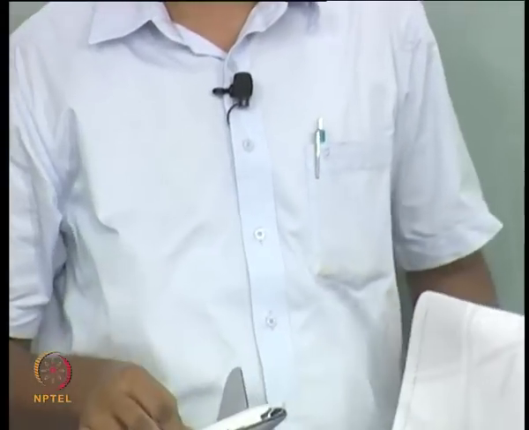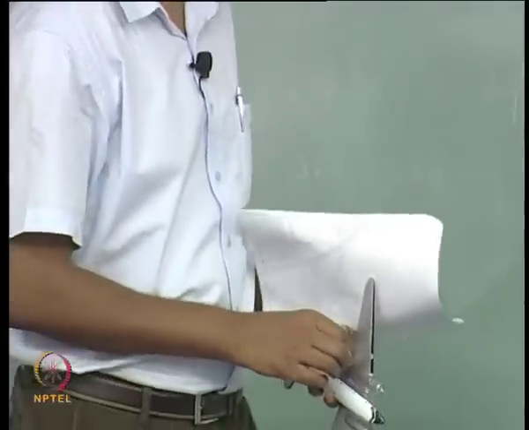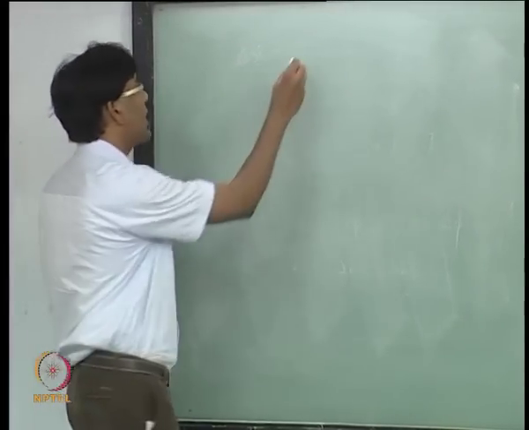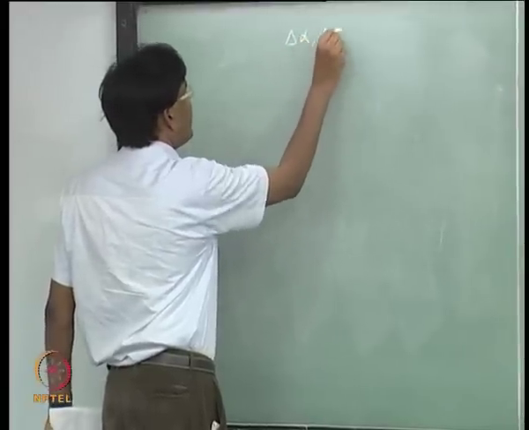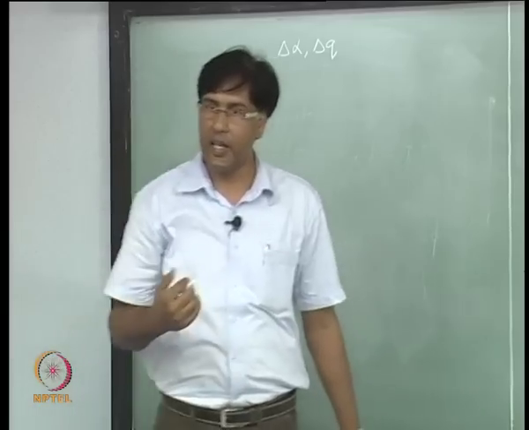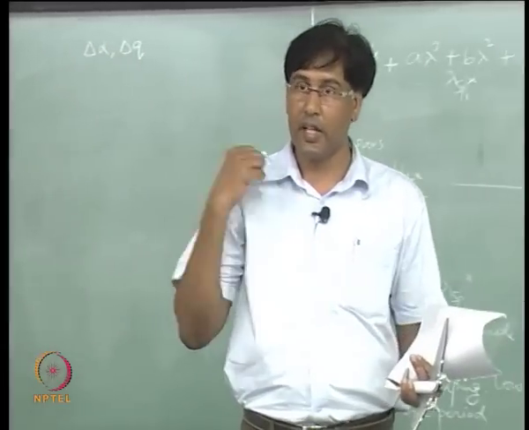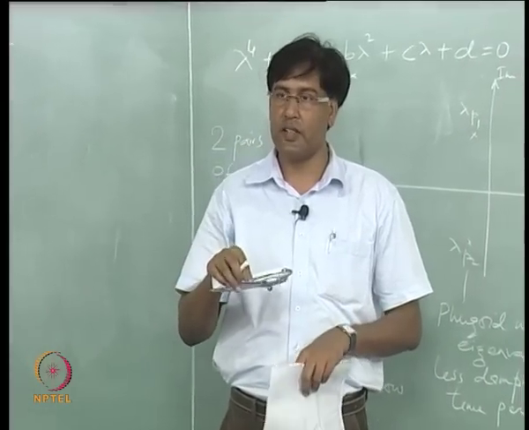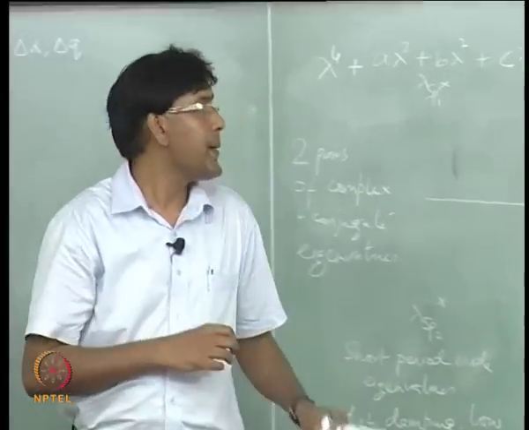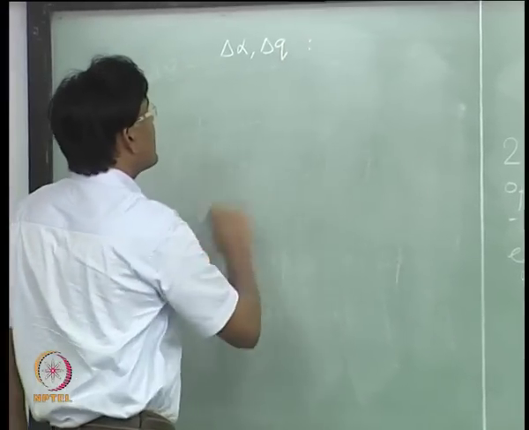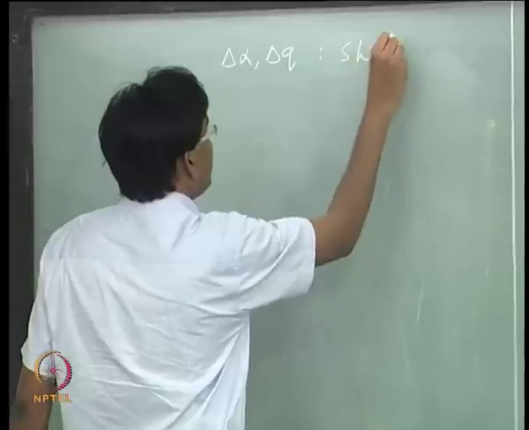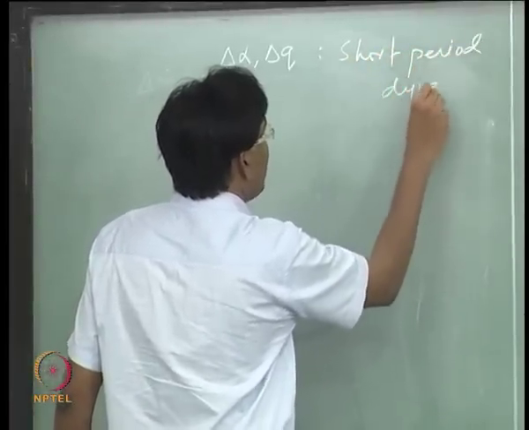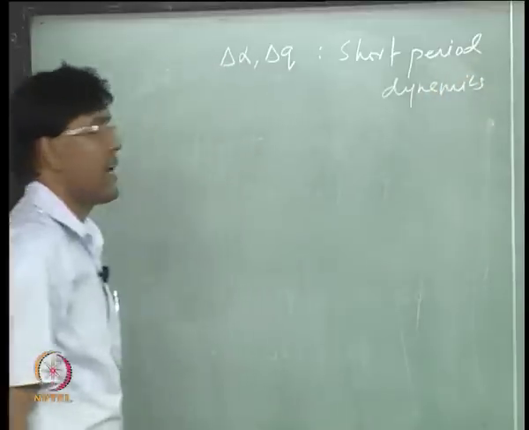That is the short period motion. The actual variables which play a major role in this mode are delta alpha and delta q. There is hardly any change observed in this particular mode in the perturbation in forward speed. So, these two variables are associated with the short period dynamics.